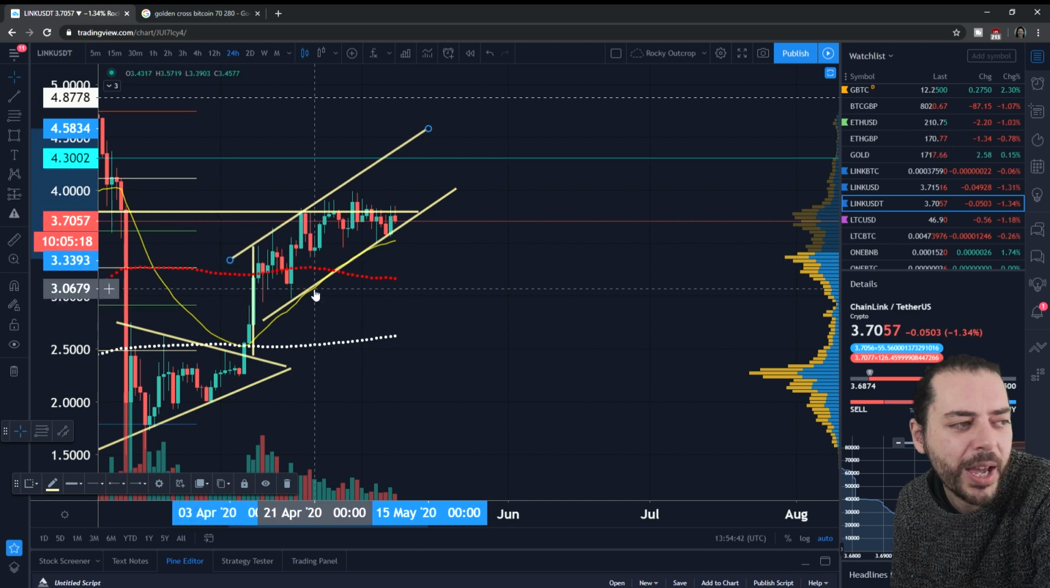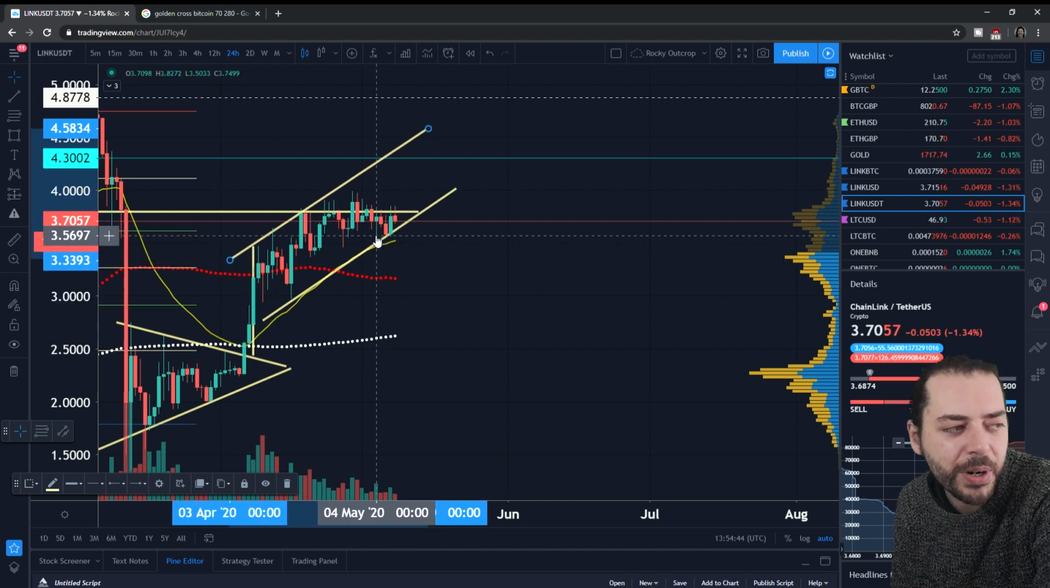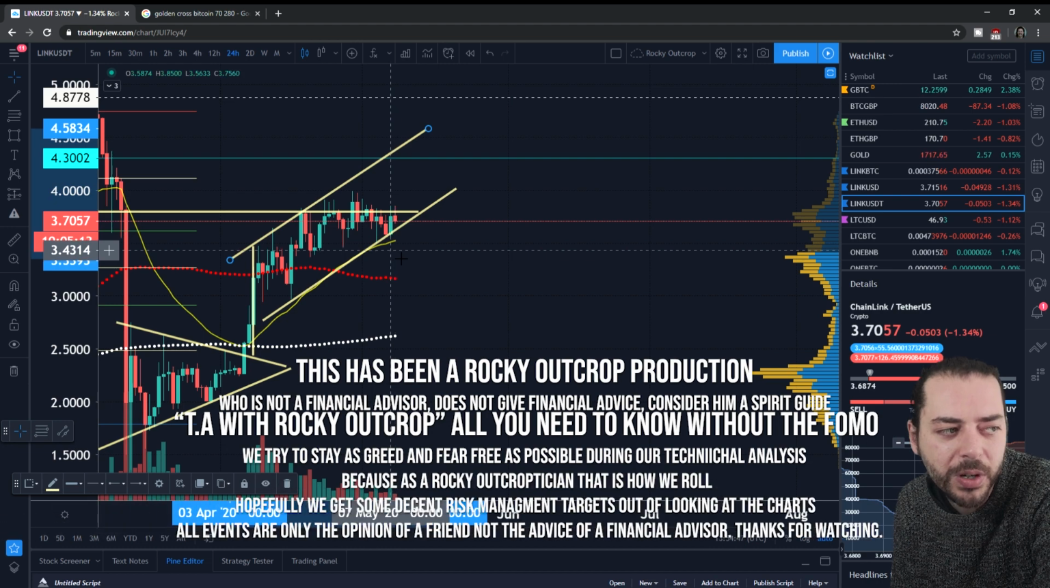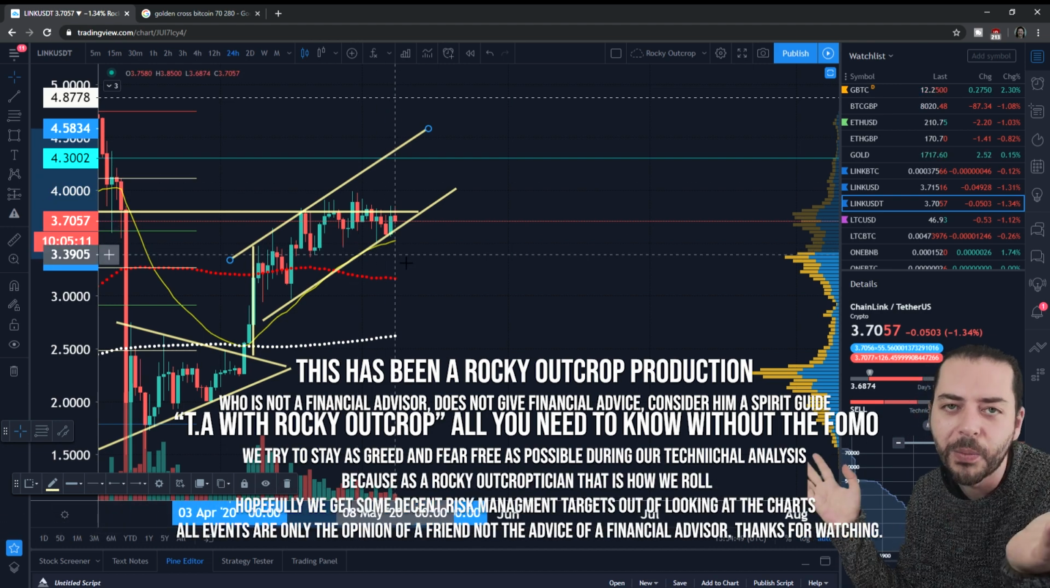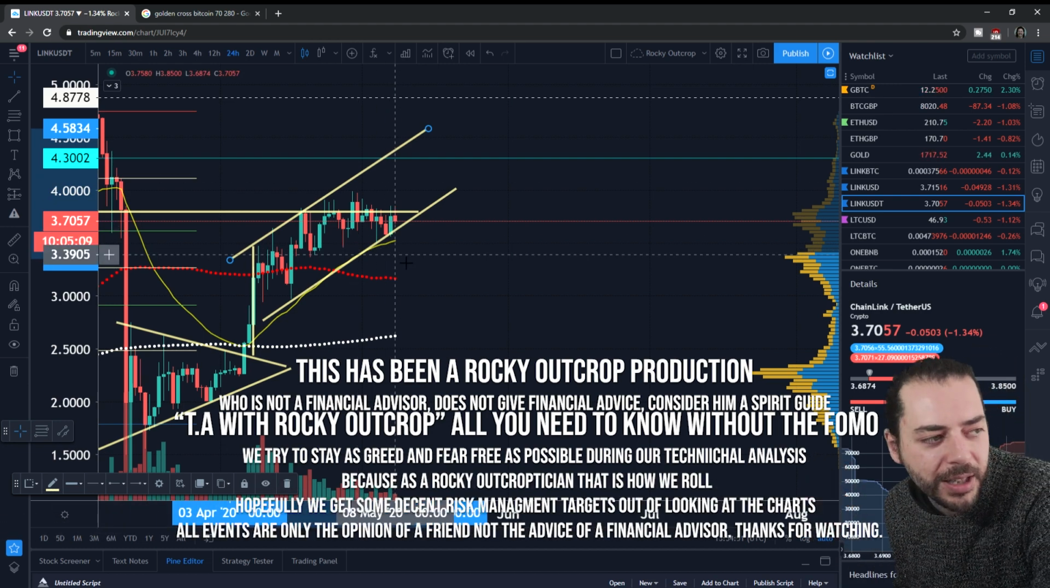Do you see how that wedge, which got a fake out instead of a breakout, we didn't get the measured move off the back of it. What's it done? It's converted it into a channel. Voila, that's a Rocky Outcrop classic for you there.